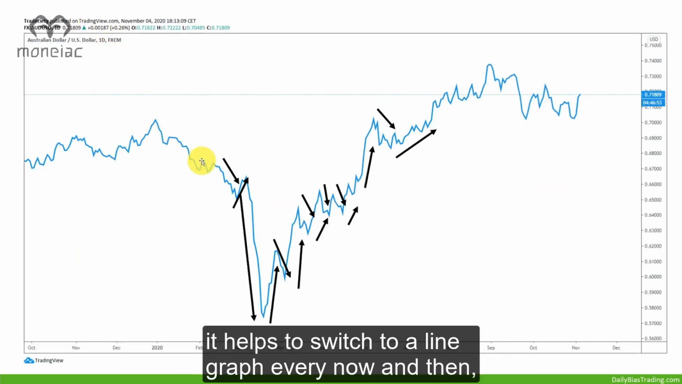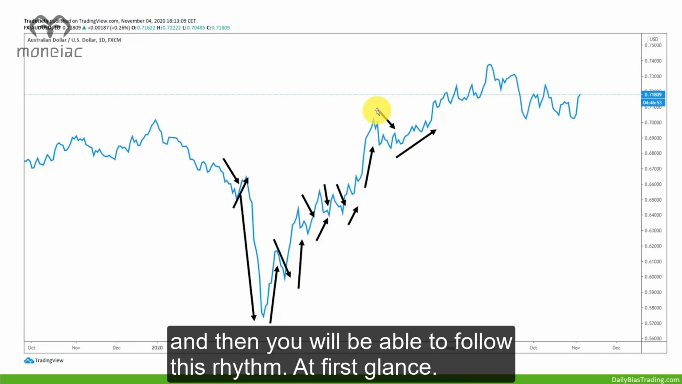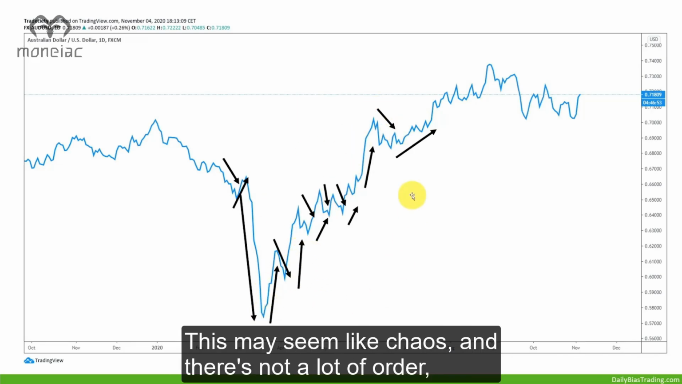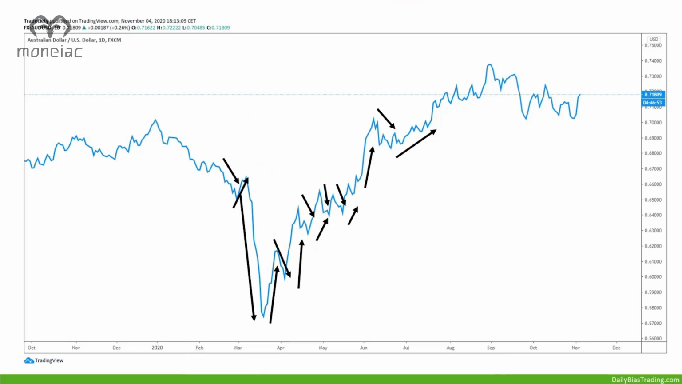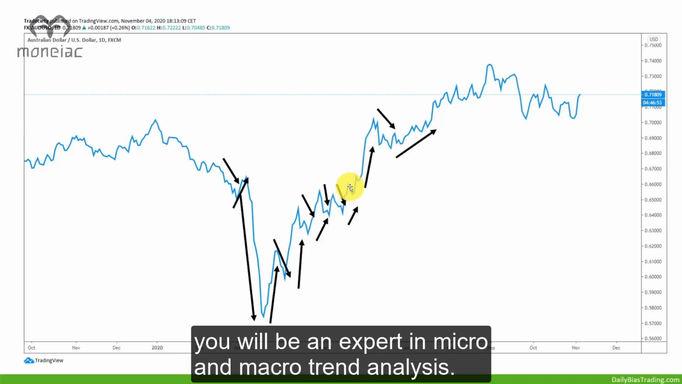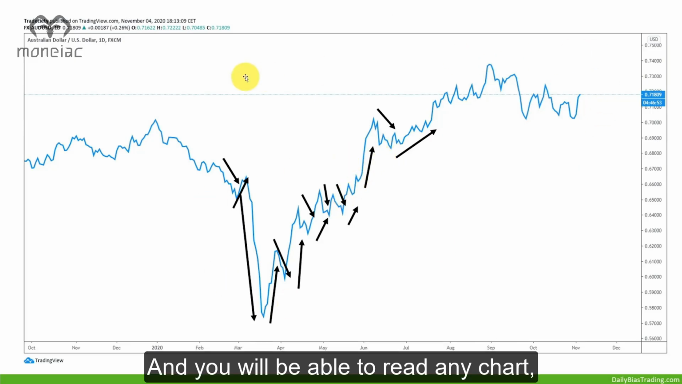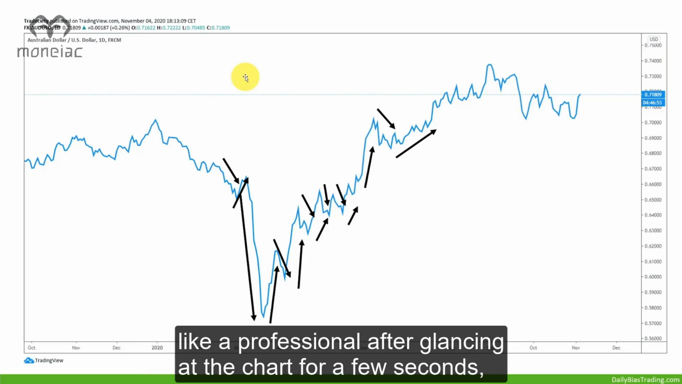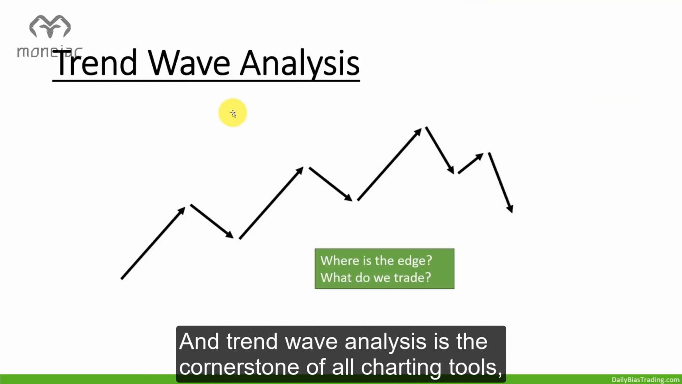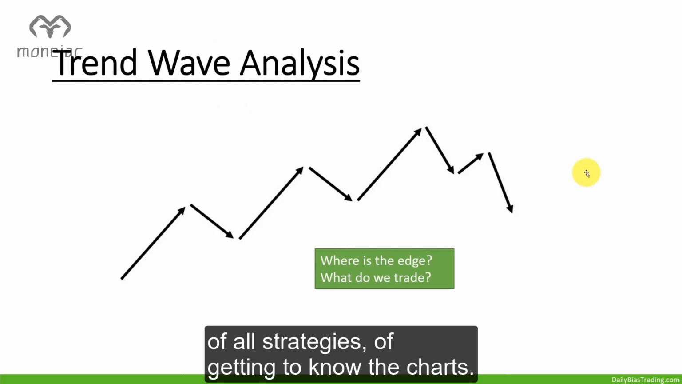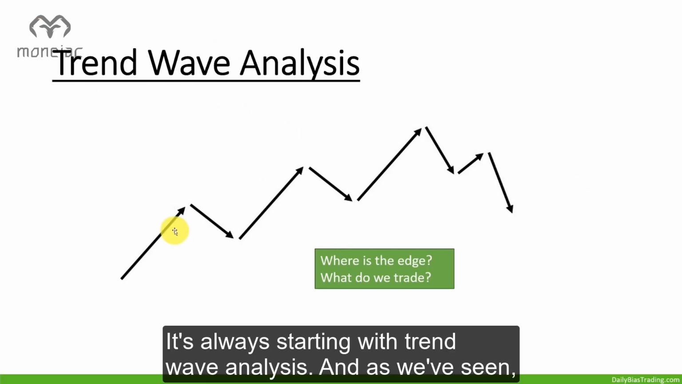It helps to switch to a line graph every now and then, and you will be able to follow this rhythm. At first glance, this may seem like chaos and there's not a lot of order, but once you have completed this Daily Bias course, you will be an expert in micro and macro trend analysis, and you will be able to read any chart like a professional. After glancing at the chart for a few seconds, you will be able to know exactly what to do. This is the goal, and trend wave analysis is the cornerstone of all charting tools, of all strategies, of getting to know the charts. It's always starting with trend wave analysis.